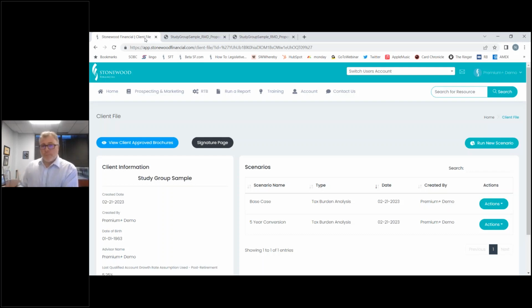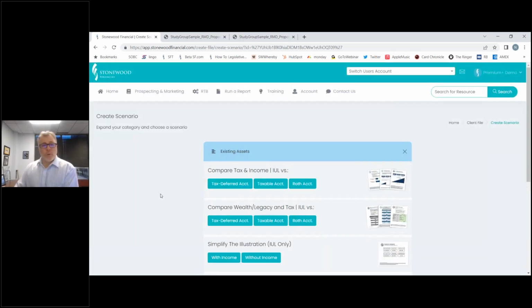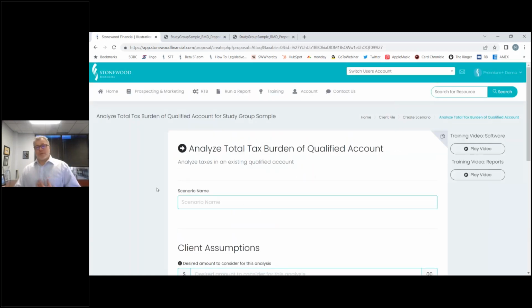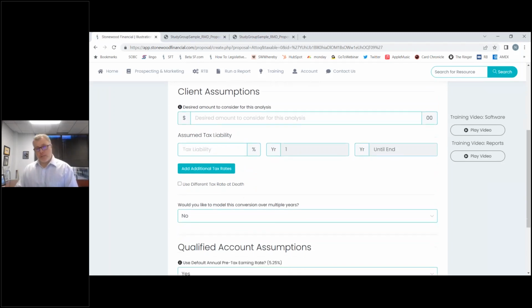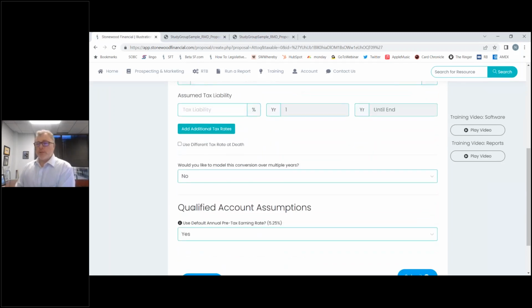We wanted to create a new input because of those questions that we got about, what would my total tax bill be if I converted and taxes increased during the conversion? Or what would my tax bill be if I pushed my client into a higher tax bracket? And so now, if you create a total tax burden report, all the questions are the same. You still label a scenario, you still put in how much money they would have in the IRA, and you put in taxes changing. But this is the new question. And the new question is, would you like to model this conversion over multiple years?